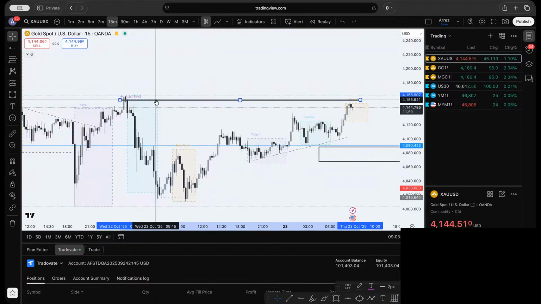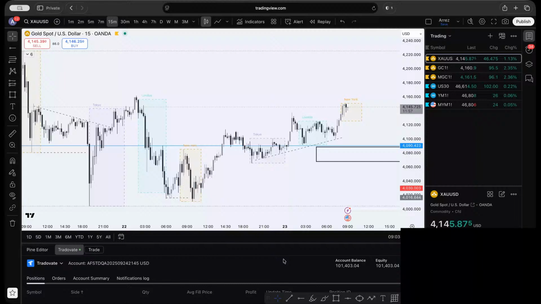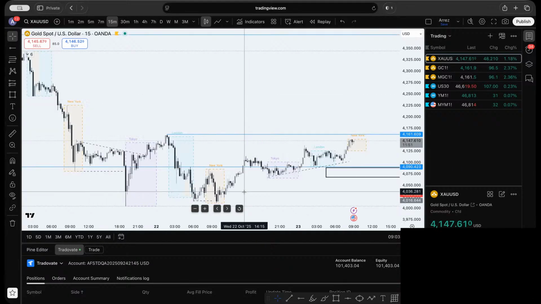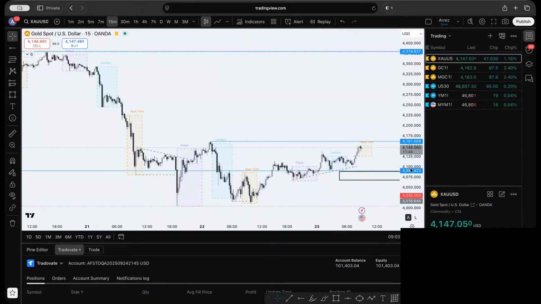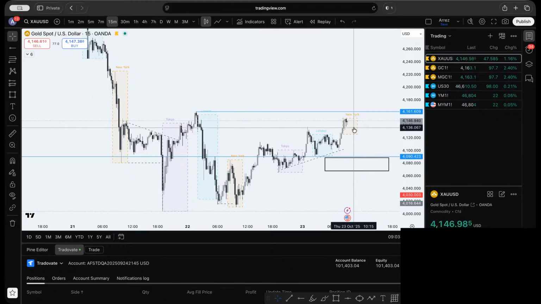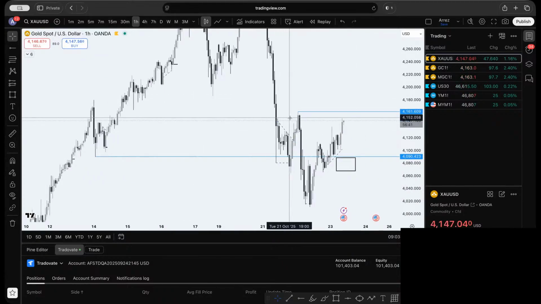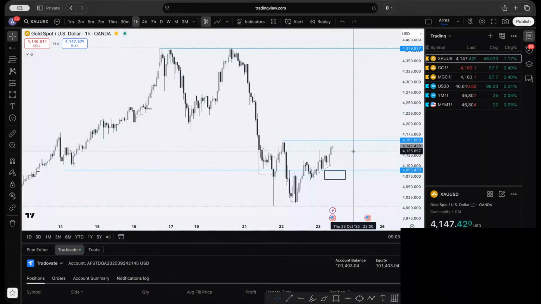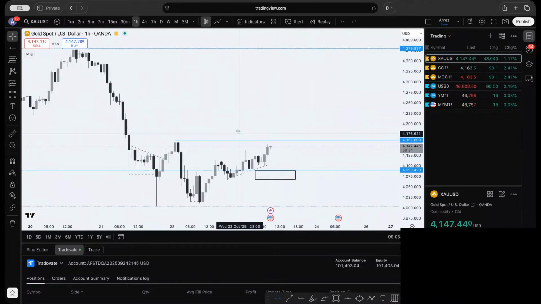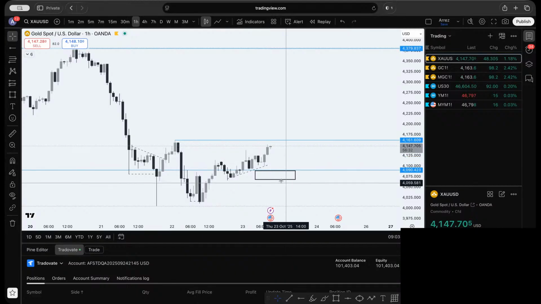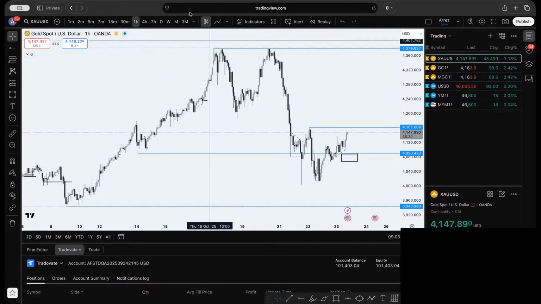Yeah, I mean, what I would like to see ideally on gold is I would like to see this high get taken out. And if that high gets taken out, then that's good news for us. That means that price is going to continue bullish and that we have seen a break of structure to the upside. Because currently, we still have not seen any break of structure to the upside. We still could just reverse off of here and just decide to fall off.